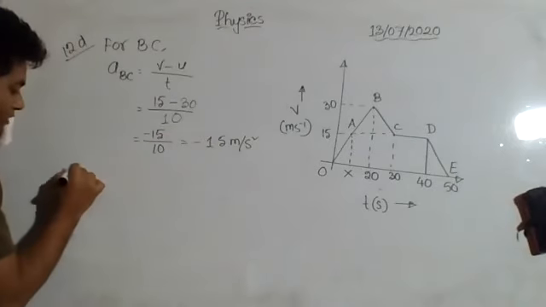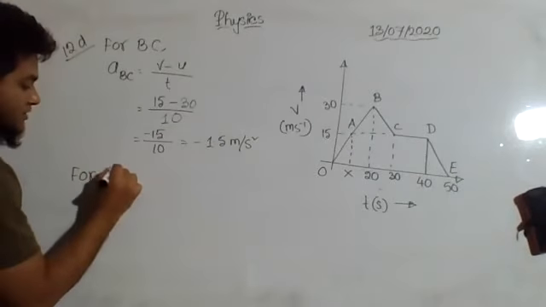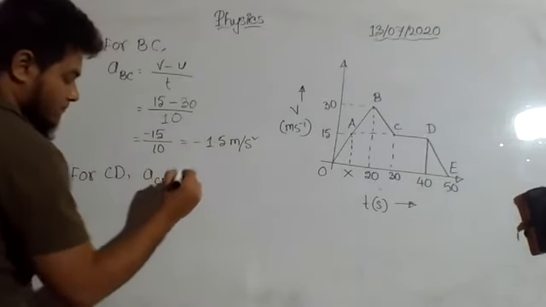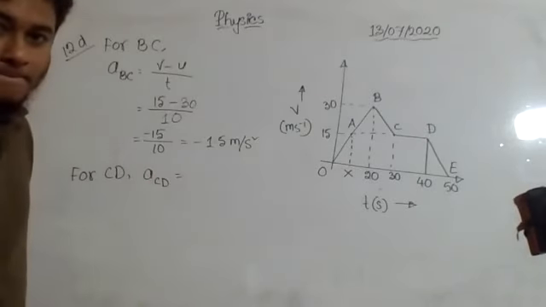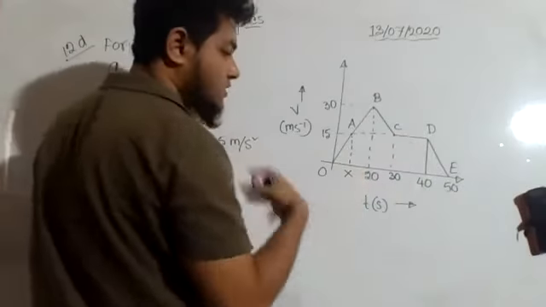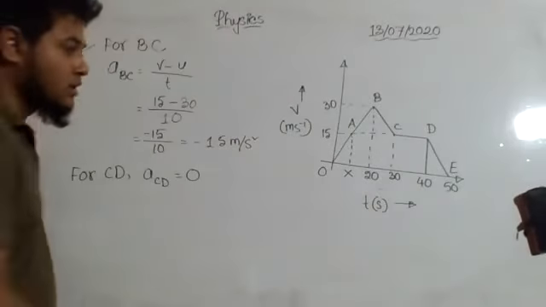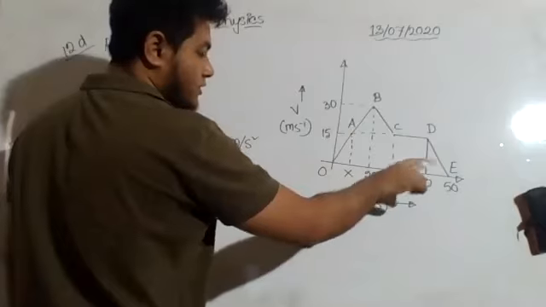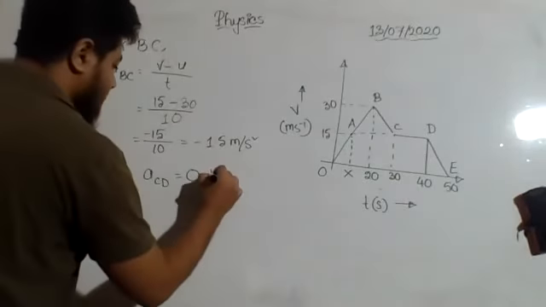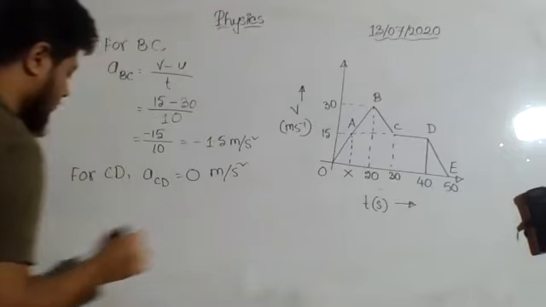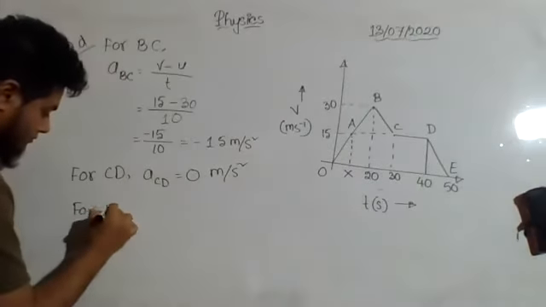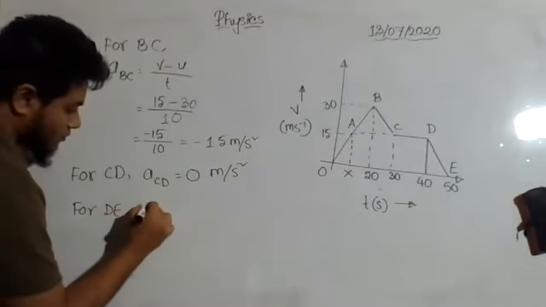Can you tell me what will be the acceleration for the CD part? Can anybody tell me? 0. Very good. Because there is no change of velocity, there will be no acceleration. No increase, no decrease. So we can say the acceleration will be 0 meter per second square.